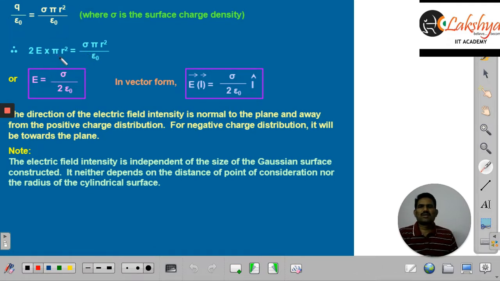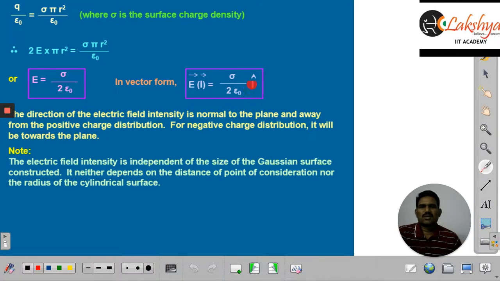And so you can write 2E into pi r square is equal to sigma into pi r square by epsilon naught. And from this, we can write the E value is equal to sigma by 2 epsilon naught. So this we know already; we are just deriving it by using Gauss law here. E is equal to sigma by 2 epsilon naught.